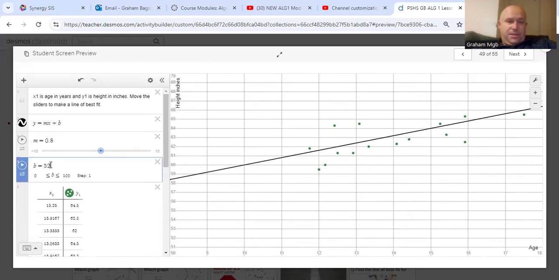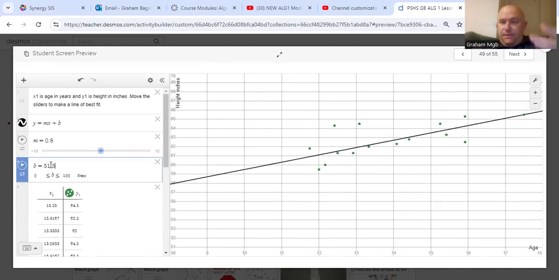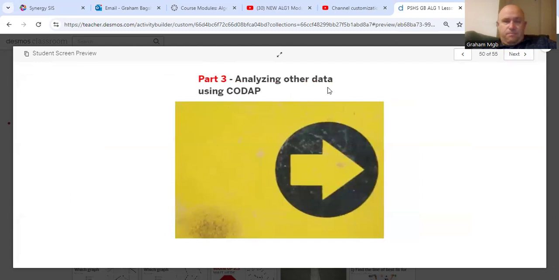Now, you can actually just change it directly here. If 51 was too little and 52 is too much, perhaps I want to go 51.5. There you go. You can just type over the top as well. So if the sliders don't work, you do have the ability to change them as we're going along.